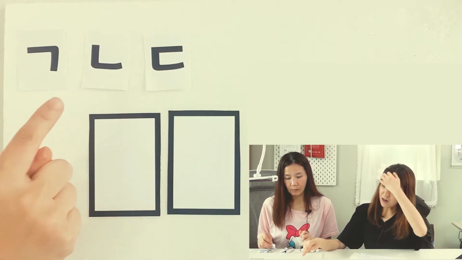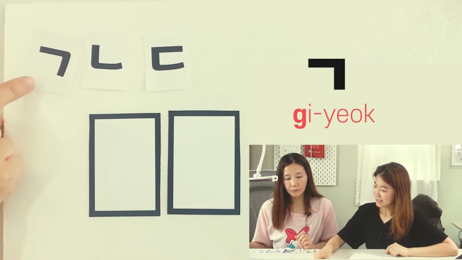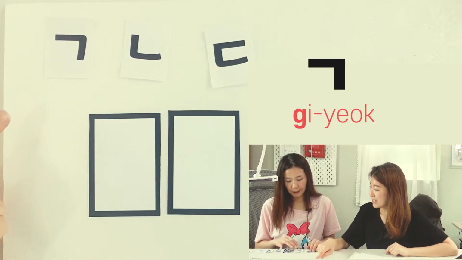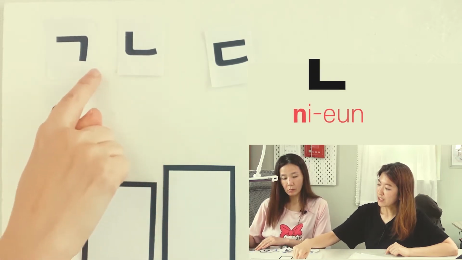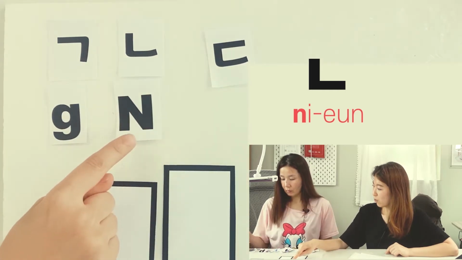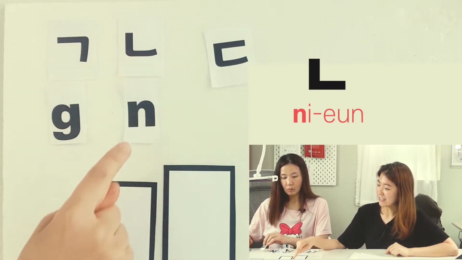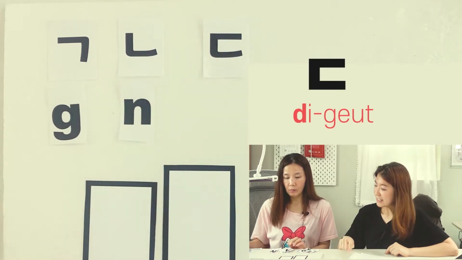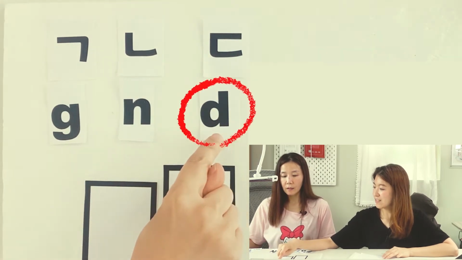These 3 consonants are the ones you're gonna learn today. So the first one is 기역. We call it 기역, but it sounds like G in English. Yeah, sounds like G. And the next one is 니은, and it sounds like N. So 니은 sounds like N. And this is 디귿, and it sounds like D in English. So D.